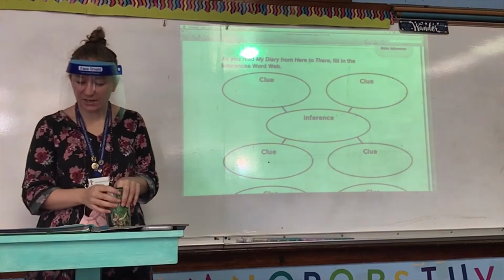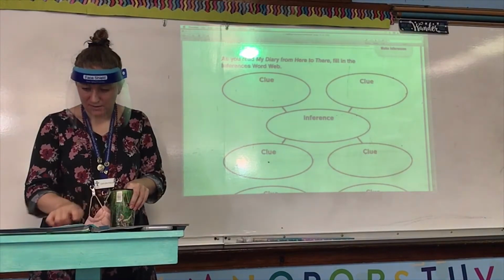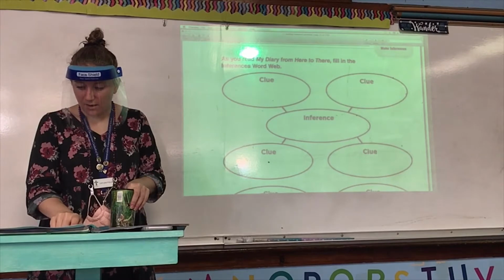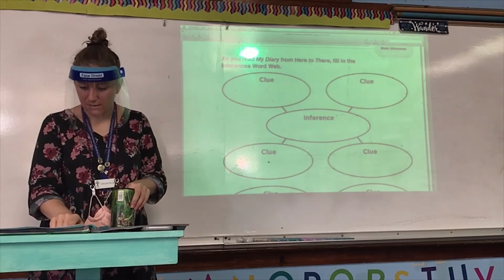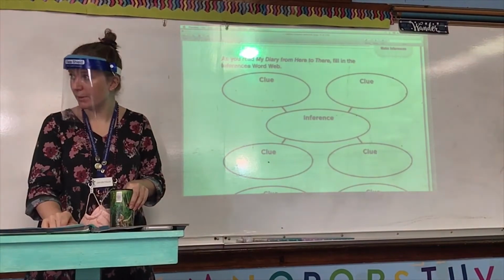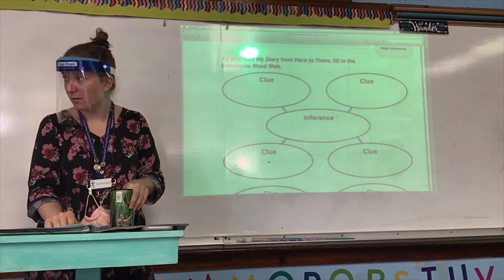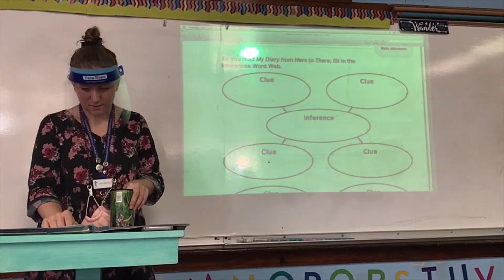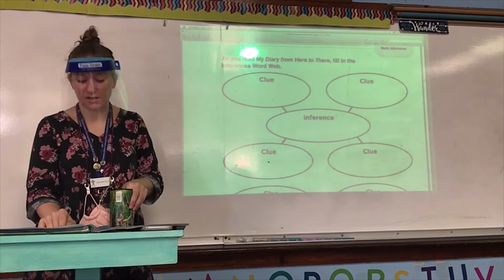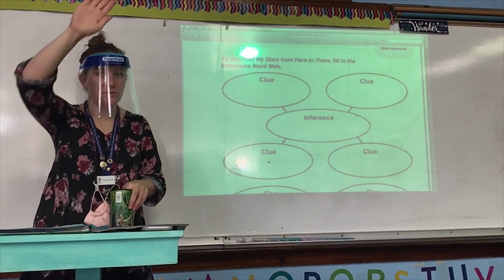Okay, Ethan, go ahead and read the title and the author and illustrator. My Diary from Here to There, by Amada Irma Perez. Illustrated by Maya Cristina Gonzalez. There, very good. Illustrated by Maya Cristina Gonzalez. So who wrote the words?